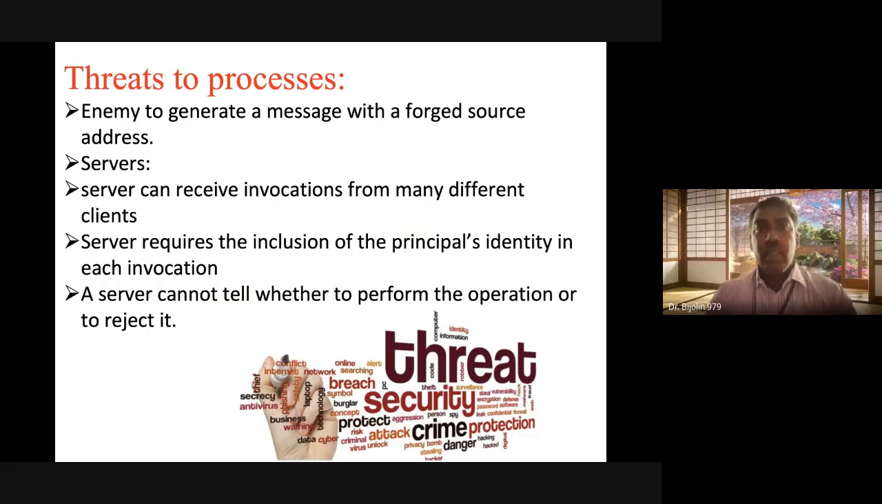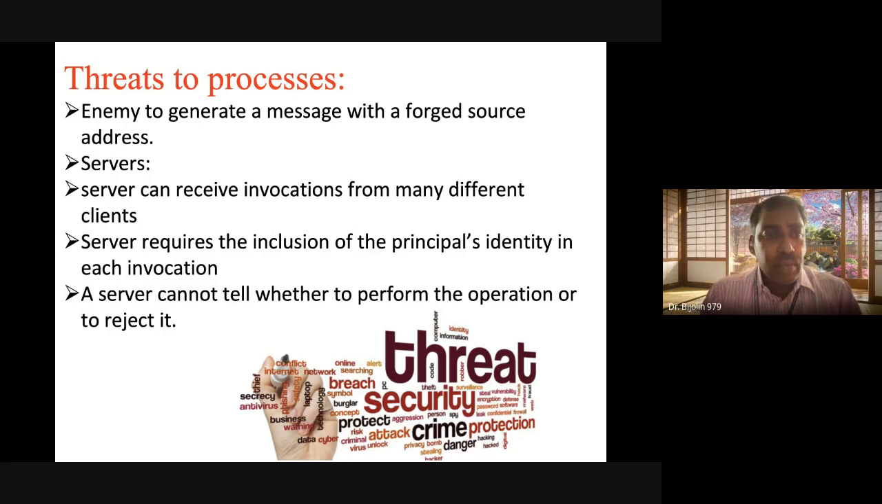Now we'll see what the threats to these types of processes are. The threat can be a security threat, or an information breach, to attack the entire system. There can be a number of threats to that particular process. First is the case of the server. The enemy generates a message with a forged source address, so that people access that address and then start processing that particular information.